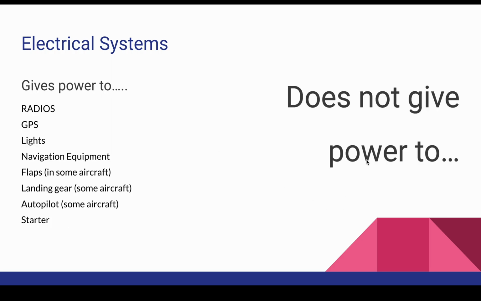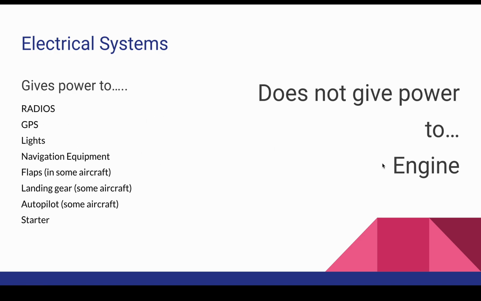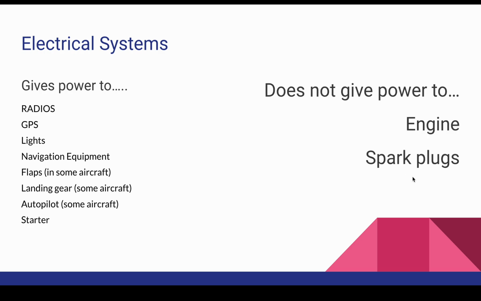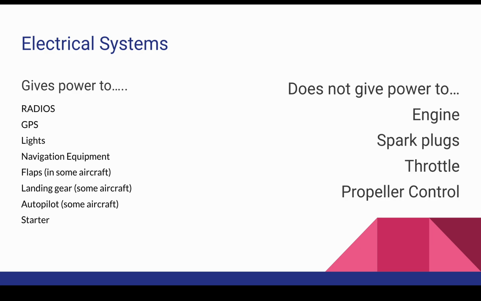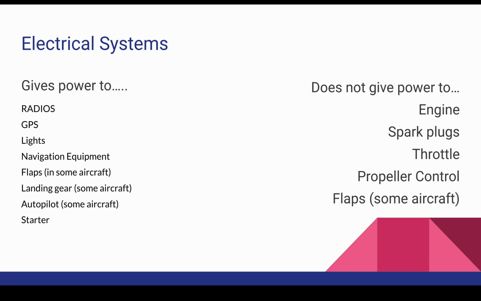But what does it not give power to? We've talked about this. There's one thing missing that uses electricity. It's a pretty big deal in our plane. It does not give power to the engine. The magnetos do that. So it doesn't give power to the spark plugs. Doesn't give power to the throttle, doesn't give power to propeller control.